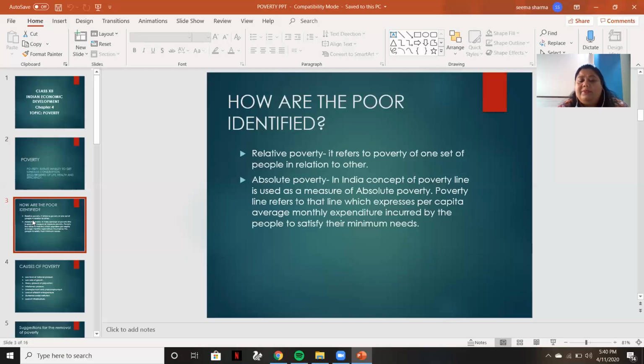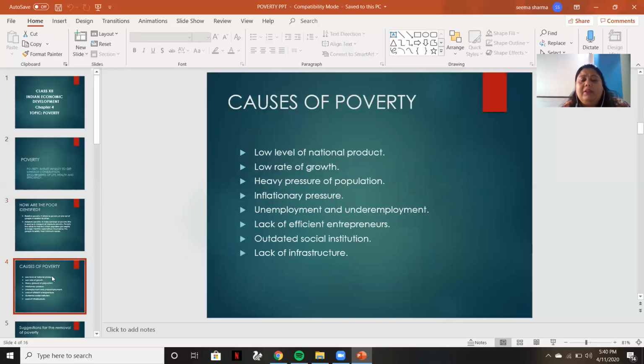So till now we have seen what is poverty, what is poverty line, then different ways of measuring poverty, and how the poor are identified. Now we move on to the most important thing, that is causes of poverty.